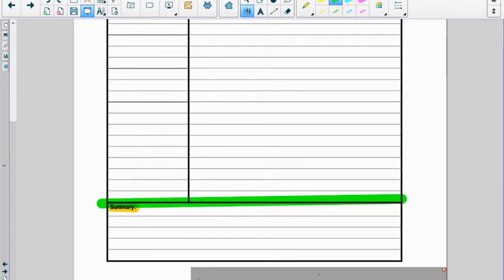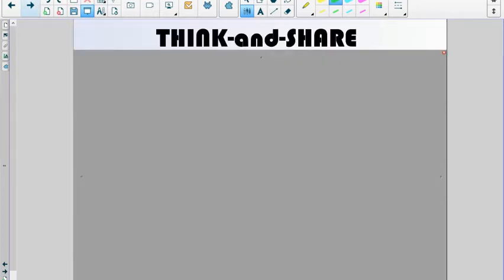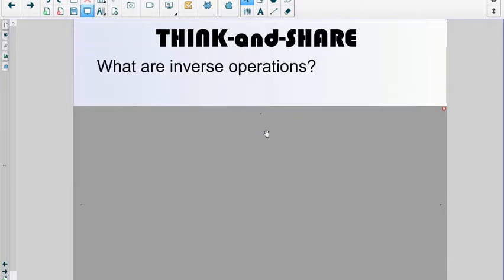Now, if you're not sure what to summarize or how to summarize, think of it as answering the essential question from up above. How do I solve one- and two-step equations? We'll do this at the end of today's lesson. To start with, I'd like to do a think and share. So on your own, if you're watching this video, I'd like you to think about inverse operations. What are inverse operations?